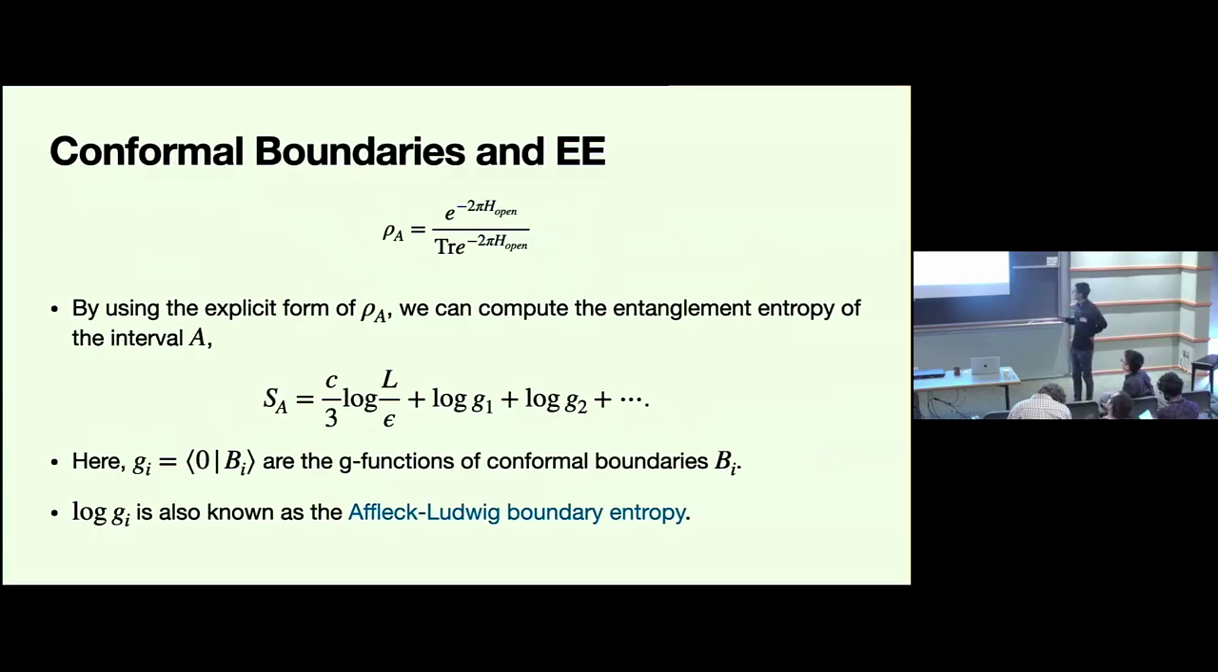Now, by using this explicit form of the reduced density matrix, and applying some Cardy-like formula, you can compute the entanglement entropy in the limit where the size of the disk epsilon is much less than the length of the interval L. And you recover this well-known universal leading behavior. Now, there are some subleading terms. These subleading terms depend on the choice of conformal boundary conditions. For instance, at constant order, you find these log G1 plus log G2. They don't depend on the length scale L. These g_i are the so-called g-functions for conformal boundary conditions, and log G1, G2 are also sometimes known as the Affleck-Ludwig boundary entropy.